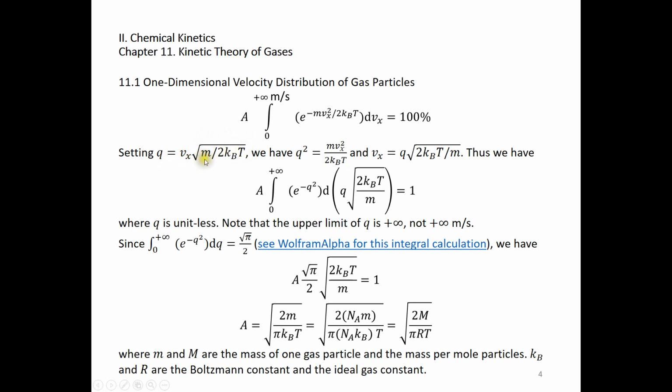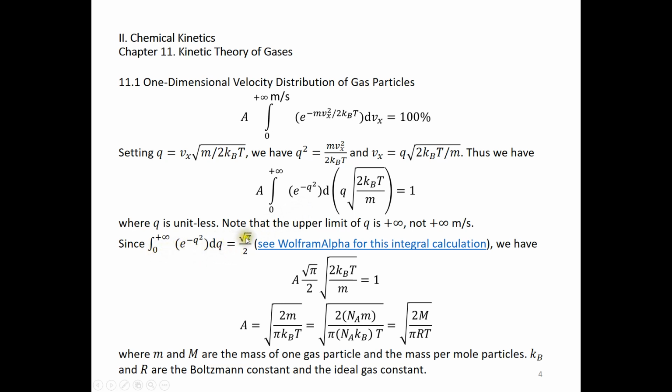I'll let you double check. m is in kilogram. kB T is in joule. So kilogram over joule. You will get second squared over meter squared, and then we take the square root of it. q is unitless, so the lower and the upper limits of q are 0 and infinity, without any unit. And we can look up the value of this integral of a Gaussian function.